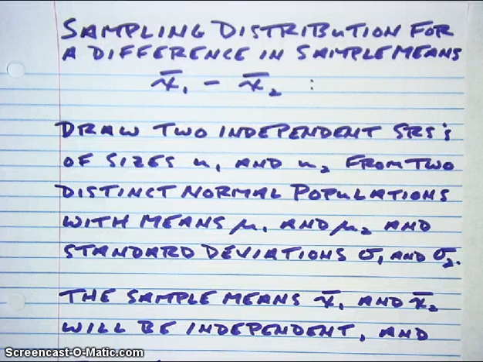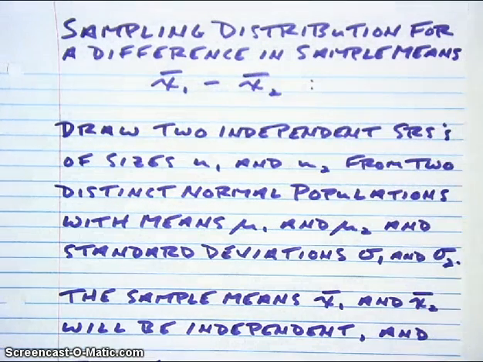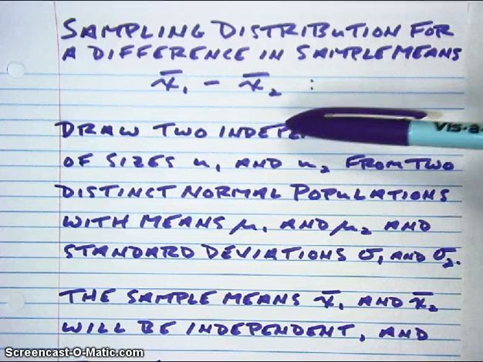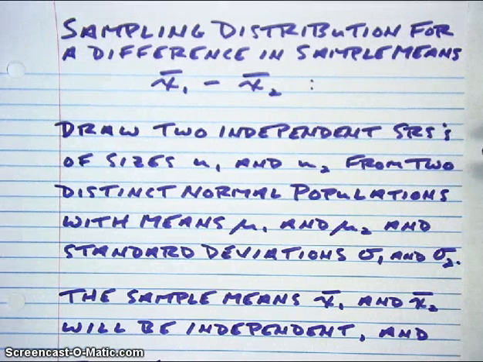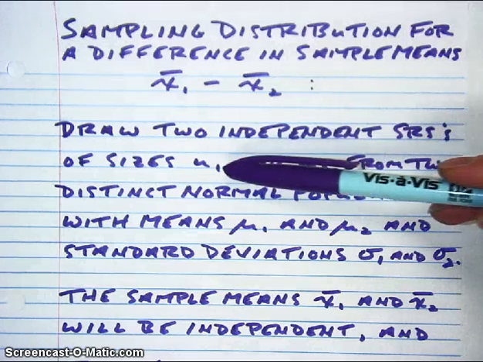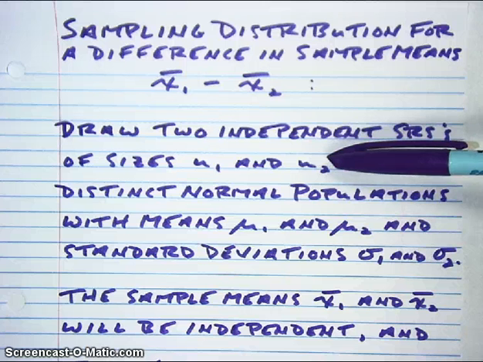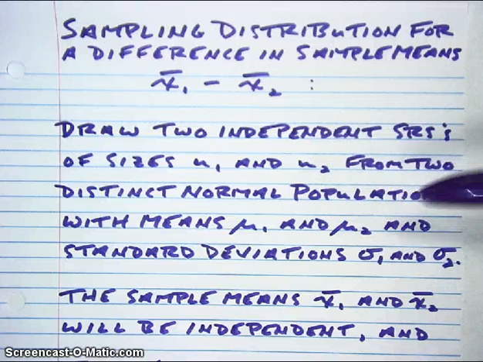The sampling distribution for a difference in sample means, x1 bar minus x2 bar, is typically used when you want to do inference where you're comparing two population means, mu1 and mu2. The way you do it is you draw two independent simple random samples, one from one population, with sample size n1, and the other with sample size n2, drawn from another population.